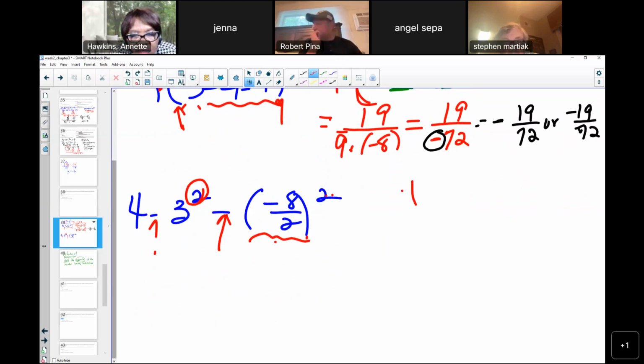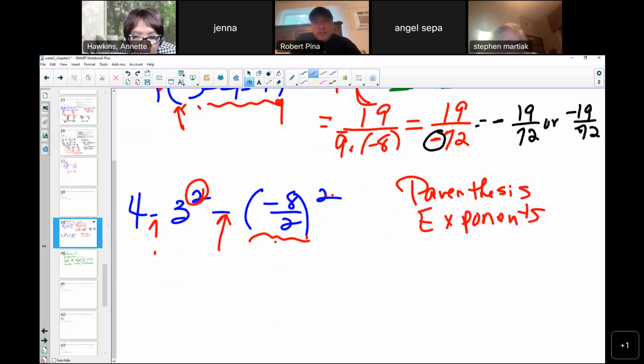So we know we need to do parentheses, and then we need to do the exponents. And you probably might want to write these out so that you can follow and keep up with yourself. So we need to do the parentheses, we need to do the exponents, and then we do subtraction.